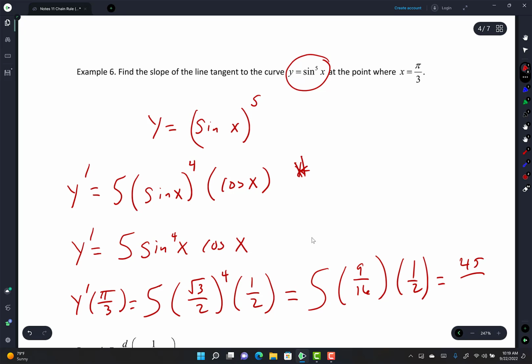45 over 16 times 2 is 32. I don't see it reducing. It might. Let's see, 45... nope, it doesn't. 45 over 32 is the slope.